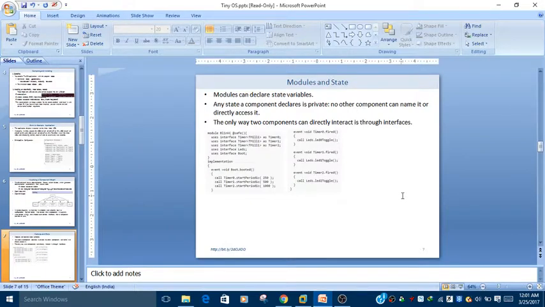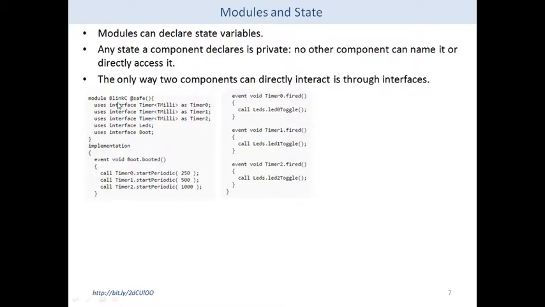The only way to communicate between these components is directly through the interfaces. So we have different components, and we can communicate between these components via interfaces. Every module or component provides some interfaces by which the communication can take place. Like in the BlinkC example, these are some of the interfaces which this application uses. We use the Timer interface, and we can create 3 instances of this Timer interface. We use the Leds interface and Boot interface. Both interfaces have been used.